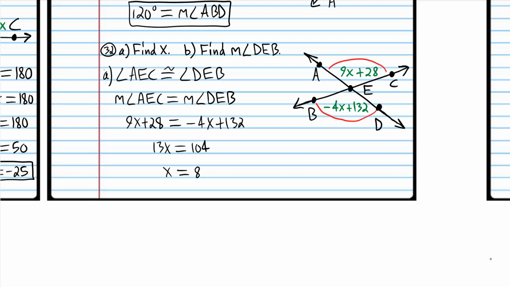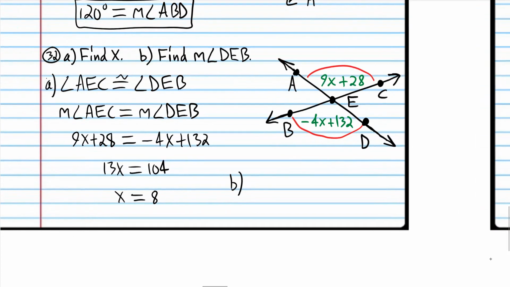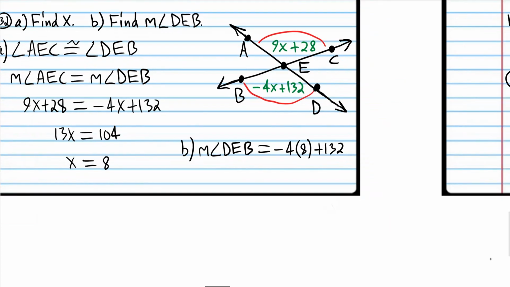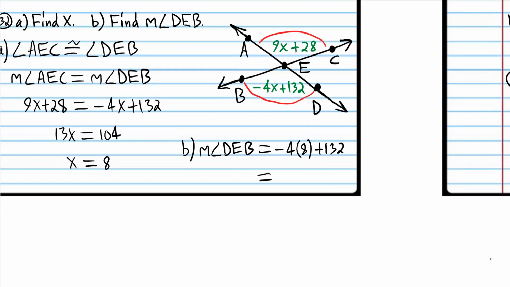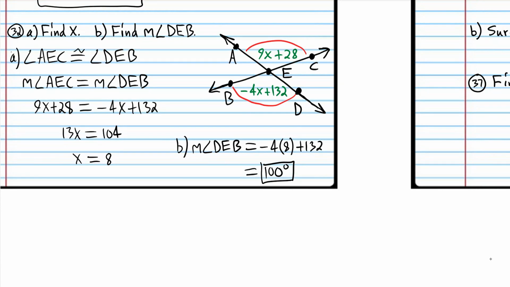Now we'll go on to part B. Part B says to find the measure of angle DEB. But we know that the measure of angle DEB is negative 4 times x. We know x is 8 now because we found that value. And so now we have negative 32 plus 132, which is 100. So the measure of angle DEB is 100 degrees.